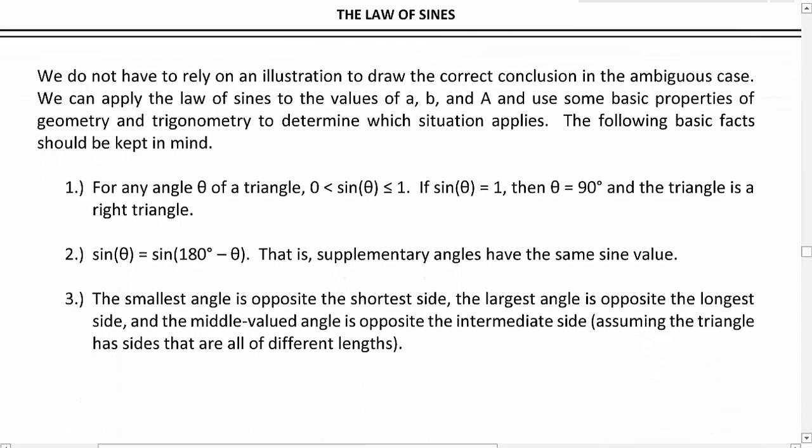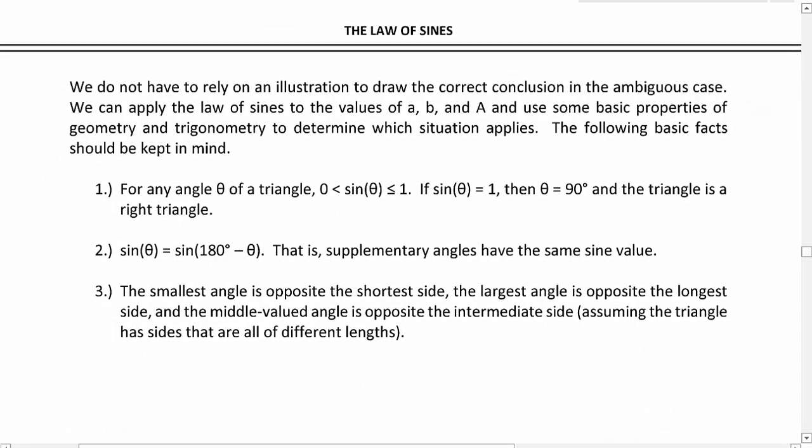We don't have to rely on an illustration to draw the correct conclusion in the ambiguous case. We can apply the law of sines to the values of what we're given, a, b, and capital A. Of course, those variables might change from example to example. And we use some basic properties of geometry and trig to determine which situation applies. So we're going to be using these following basic facts. For any angle of a triangle, sine of that angle has to be between 0 and 1. And we're only choosing positive there, right? Because we're talking about angle measures inside a triangle and lengths of sides. If sine of theta is equal to 1, then our angle is going to be 90 degrees and we'll have a right triangle.